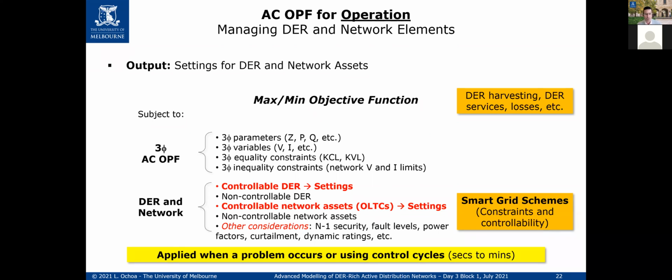With constraints and controllability, you apply the operational version of an OPF when a problem occurs. For instance, you are sensing problems with your monitors every minute, and if a problem occurs, you do the OPF and calculate the settings. Or you do it every control cycle. A control cycle can be a number of seconds or a number of minutes, and then you do it again and again and again.